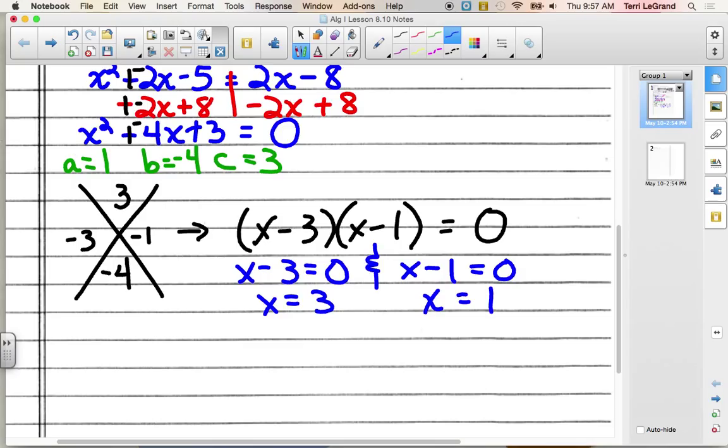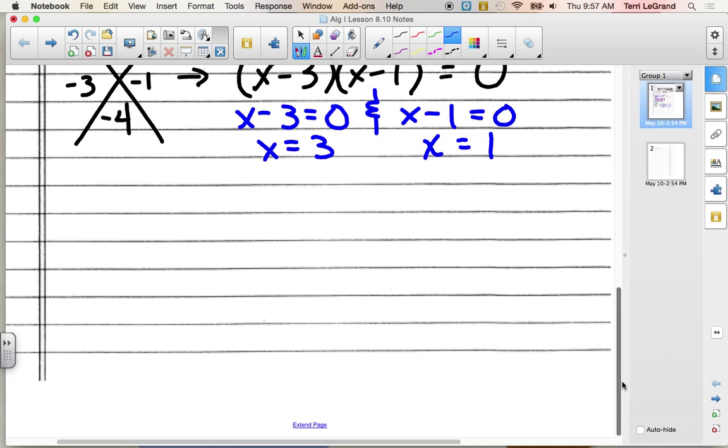So what we just found, you guys, is the x values of the points where the parabola is going to cross the line. So what do we need to do next? We have to now find the y values, don't we?